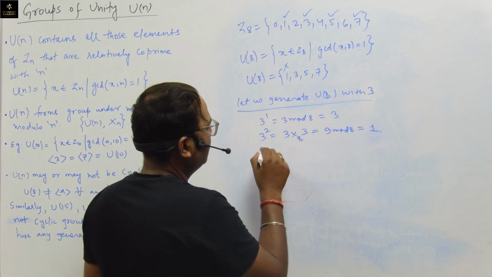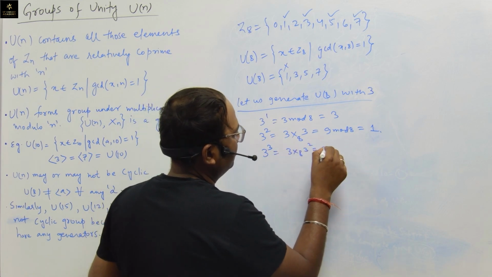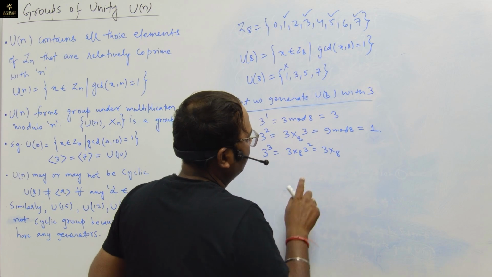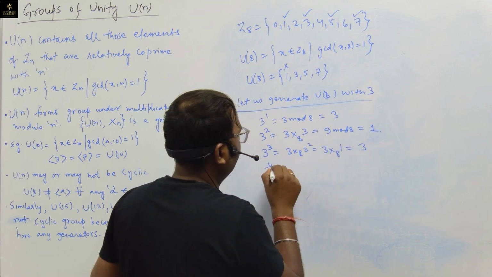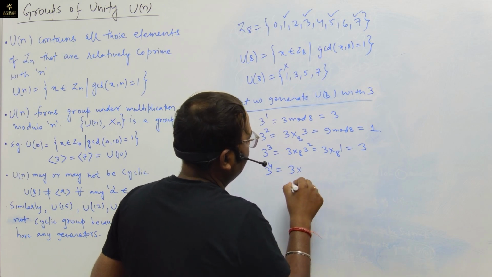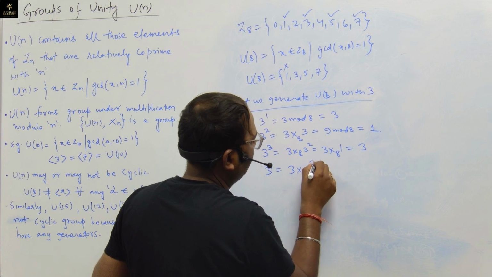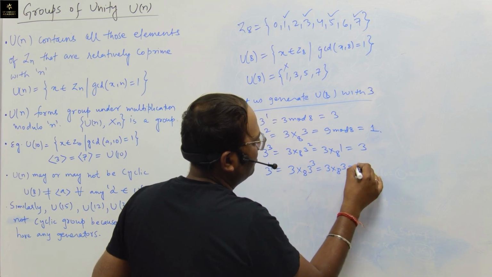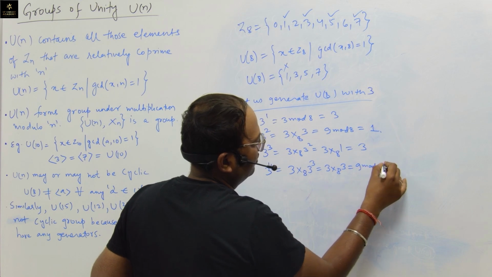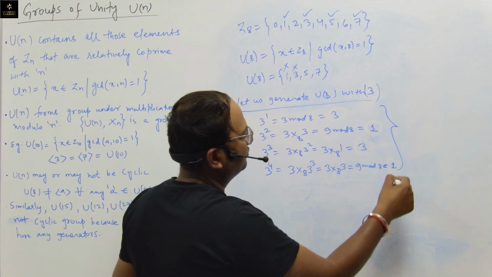Now let us operate this 3 times. This is 3 cross 3 square, and 3 square is 1, so this is 3. Now 3 to the power 4, under multiplication modulo 8. This is 3 cross 3 cube, which is 3 cross 3. This is 9 mod 8, that is 1. So the elements are getting repeated.